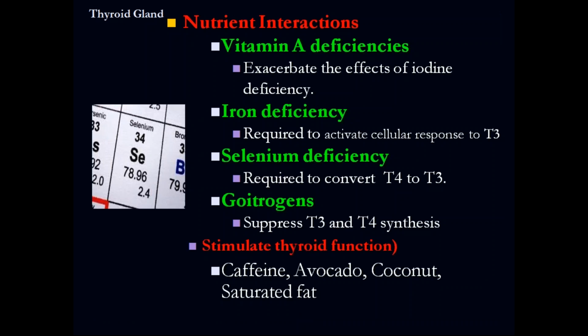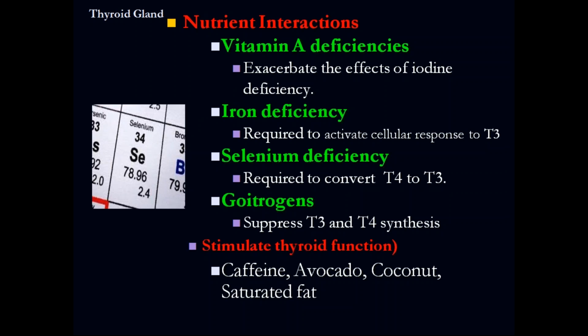Nutrient interactions: we have vitamin A, iron, selenium deficiency, and goitrogens. Vitamin A is going to exacerbate the effects of iodine deficiency, so that means more signs of hypothyroidism if you have iodine deficiency as a background. Iron is required to activate the cellular response to T3. If you have iron deficiency, the T3 and T4 are not going to act effectively in the tissue.